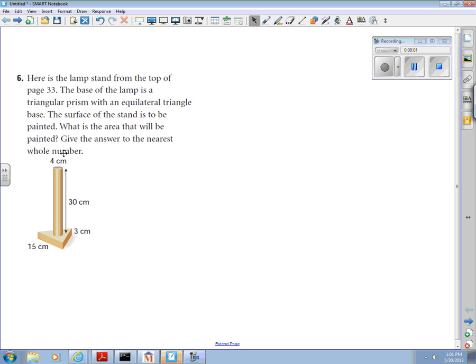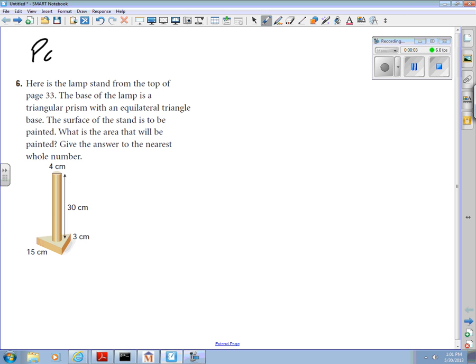Okay, so this is page 41, number 6. It's about a lampstand made out of an equilateral triangular prism and a cylinder. I would like to figure out its surface area, but the question doesn't ever tell me whether I should include the bottom or not. I'm going to assume that I do, and that's going to be my answer, and then we'll see if we get it right.